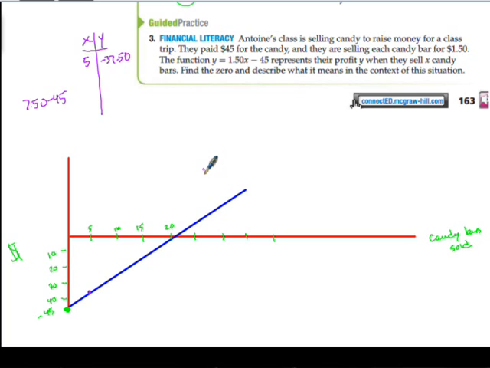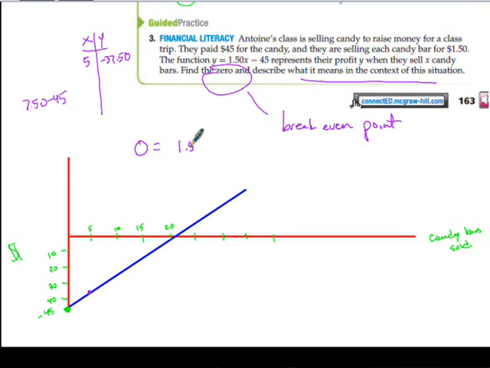So how do we check it algebraically? Well, we're going to take 0 for y because we want to know when they break even. The 0, the description of what that means in context, that's the break even point. We want to know when they broke even. So to do that, we're just going to make the y value 0, and I'm going to solve this algebraically. Add 45 to both sides and divide both sides by 1.5. And hopefully you got 30 candy bars.